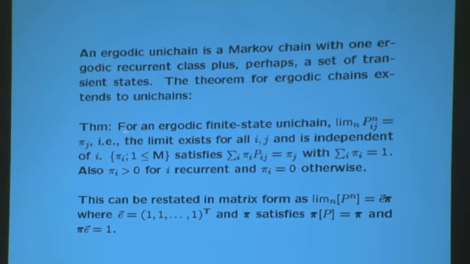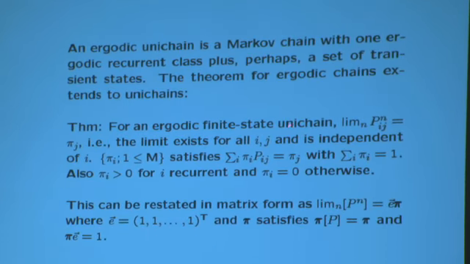And the theorem here is for an ergodic finite state unit chain, the limit of p sub ij to the n, the probability of being in state j at time n, given that you're in state i at time 0, is equal to pi sub j. In other words, this limit exists for all i, j, and the limit is independent of i, and it's independent of n as n gets big enough.